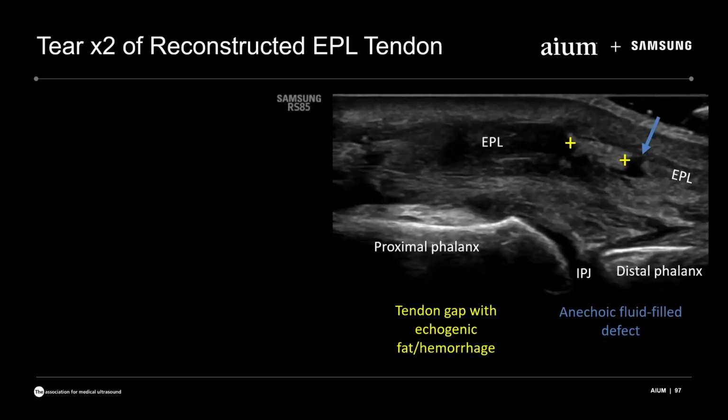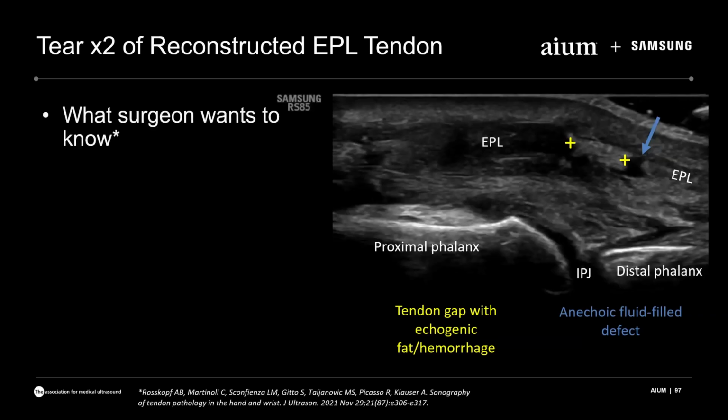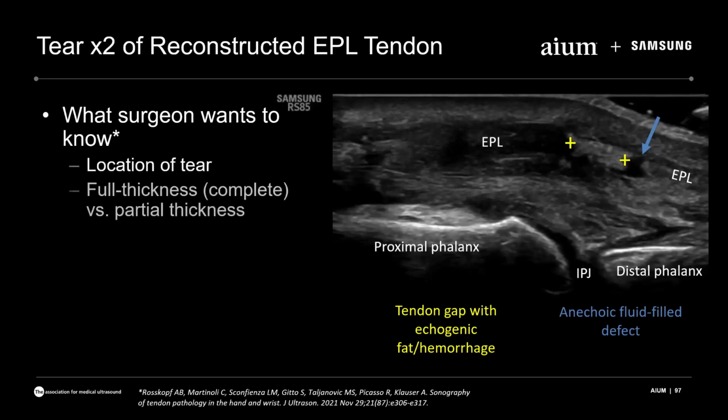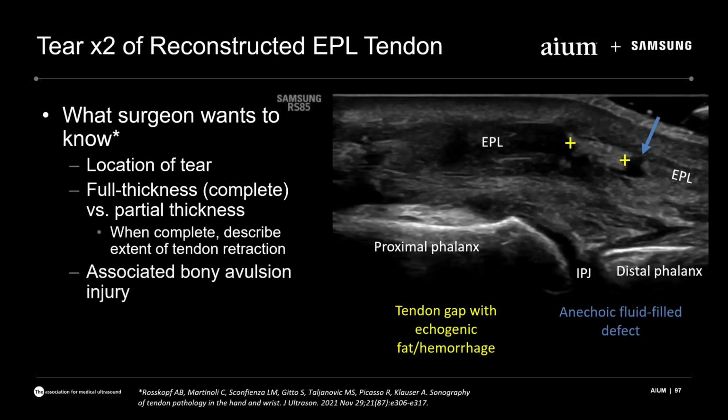So what does the surgeon want to know when we're evaluating these complex cases? So if there is a tear, they want to know, where is it? And also, is it full thickness, like in this case, like complete, or is it just a partial thickness tear? And when it's complete, the extent of tendon retraction is helpful for them to know. Also, did the tendon pull off any bone?